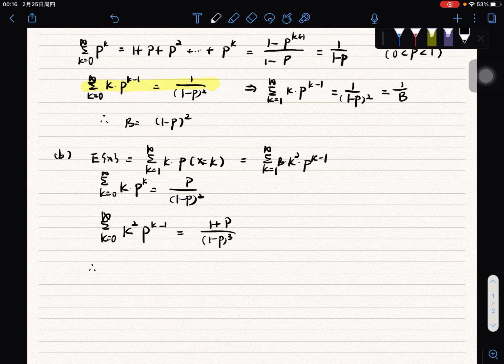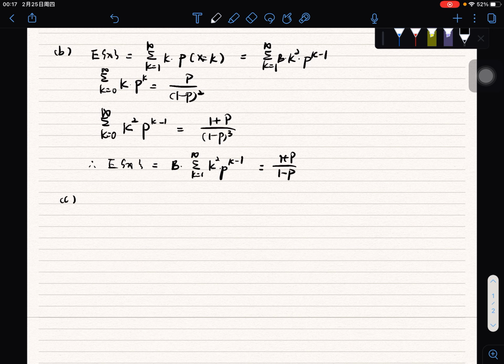And then we will get the answer EX equals b multiply the summation k from 1 to infinity of k squared p to the k minus 1 equals (1 plus p) divided by (1 minus p).